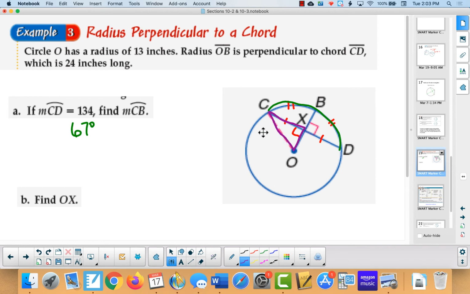Now to find OX, we're going to have to use this right triangle right here. Because OC is a radius, we know that that is 13. They tell us that chord CD is 24 inches long, so we know each of these is 12. And by using the Pythagorean theorem for this right triangle here, we can find OX. So if we do A squared, 12 squared, plus B squared equals C squared, since OC is the hypotenuse, we get B, which is OX, equals 5.